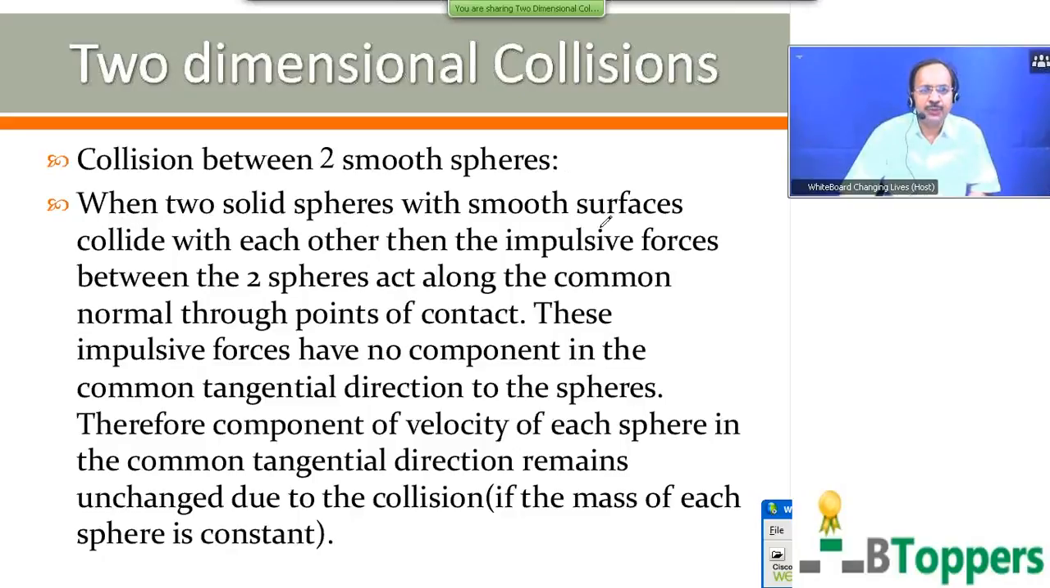When two solid spheres with smooth surfaces collide with each other, the impulsive forces between the two spheres act along the common normal through the points of contact. These impulsive forces have no component in the common tangential direction to the spheres. Therefore, the component of velocity of each sphere in the common tangential direction remains unchanged due to the collision, if the mass of each sphere is constant. All of you please finish copying the notes up to here.